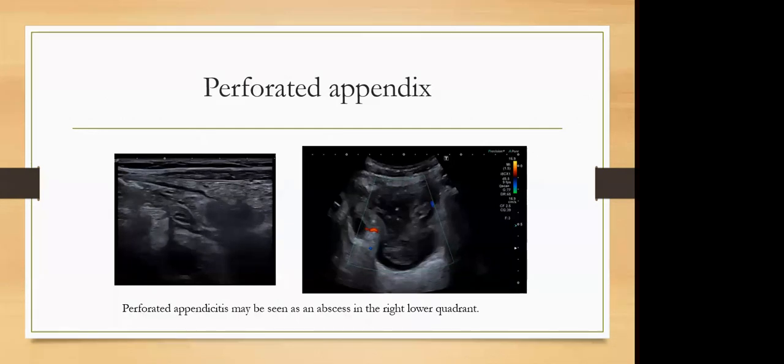Perforated appendix. If the appendix is inflamed, sometimes if nothing happens, it may burst. So if it bursts, the patient comes to the hospital and then they send them to you to do the scan. If the appendix is perforated, you may see an abscess with pain in the right lower quadrant. In this patient, you can see the first image here, this is only part of the appendix, and you can see clearly what's going on.